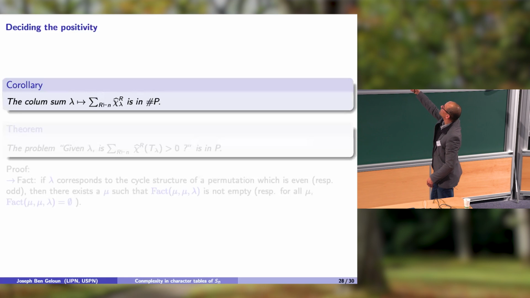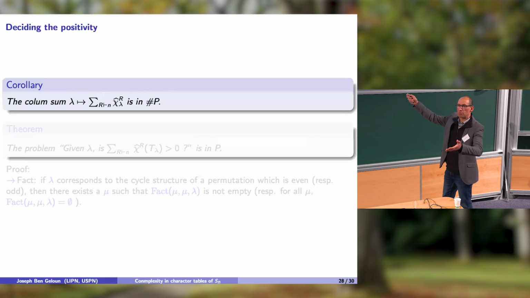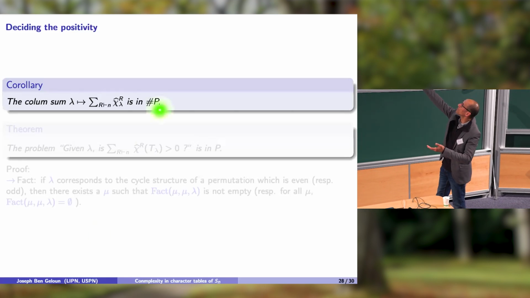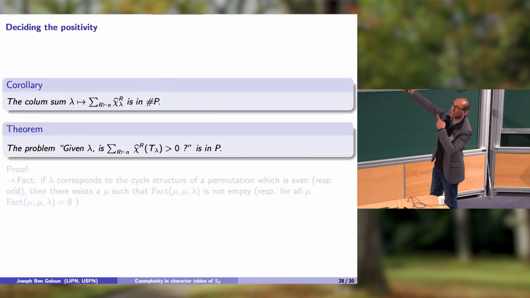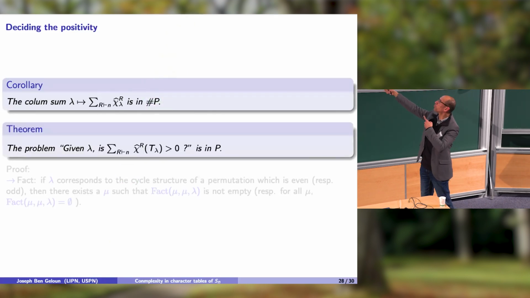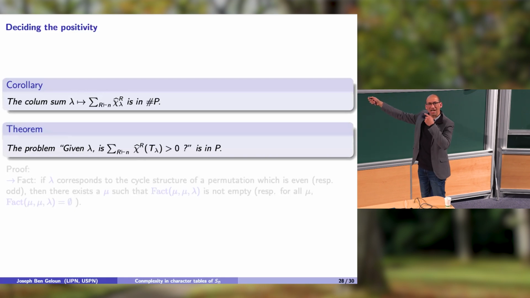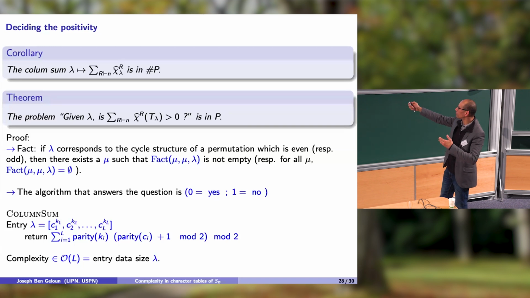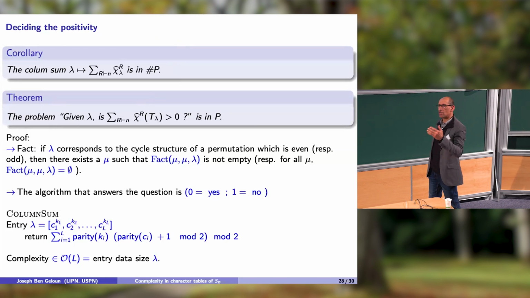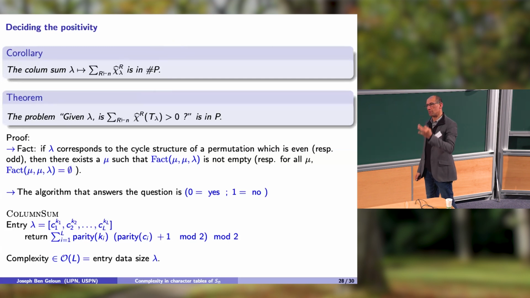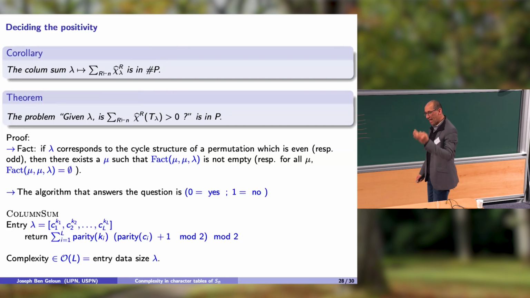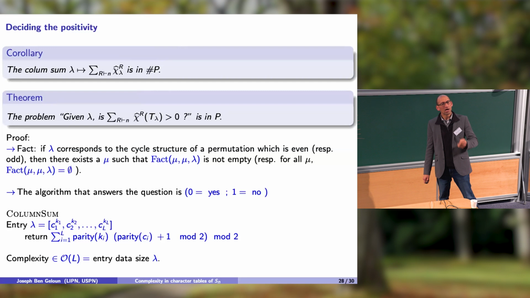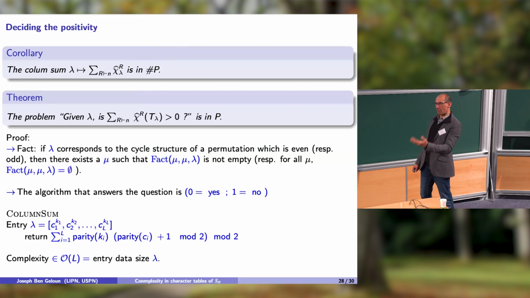So the column sum, immediately, because the problem is NP, by a corollary you can say that this is sharp P. But in fact, you can prove more than that. You can prove that the problem is in P. You can answer this problem in polynomial time, provided you search a bit and discover that if lambda corresponds to the cycle structure of a permutation which is even, you are guaranteed that this column sum is positive. If it's associated with a permutation which is odd, you're guaranteed that it's going to be 0. I use that as an oracle to compute faster.